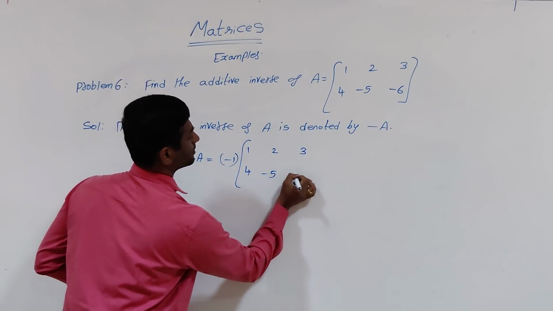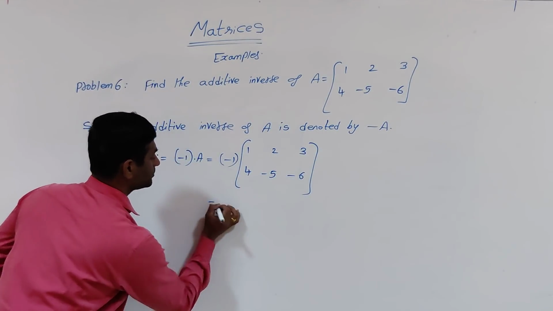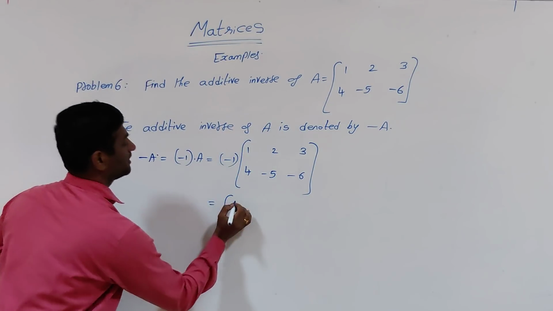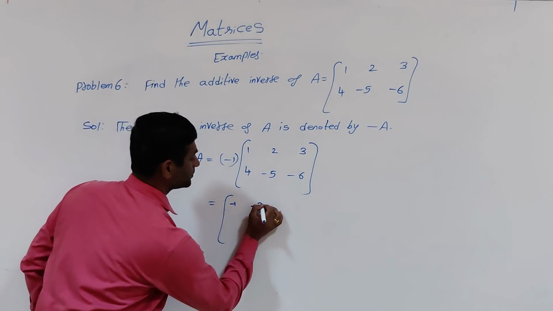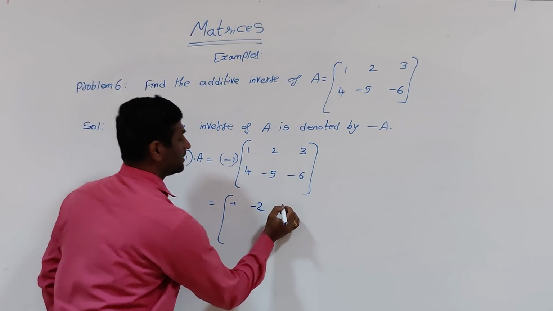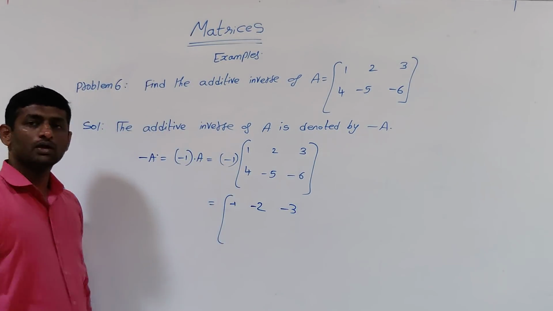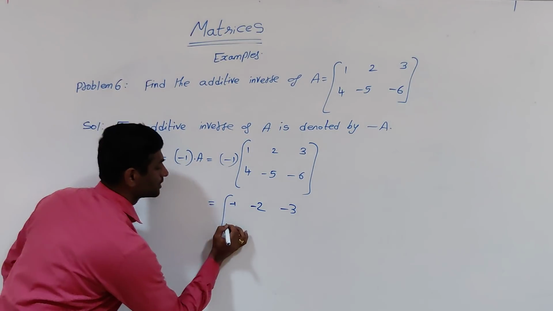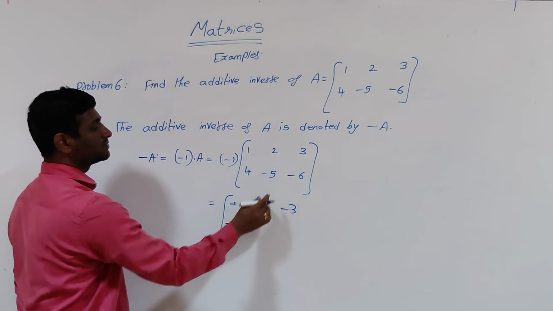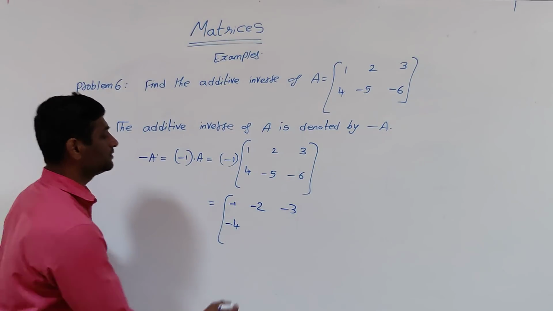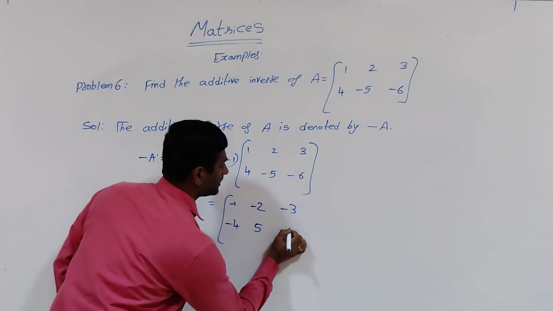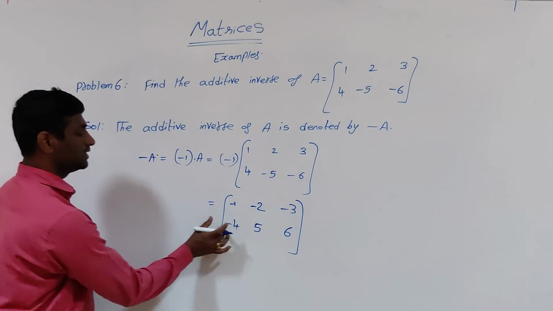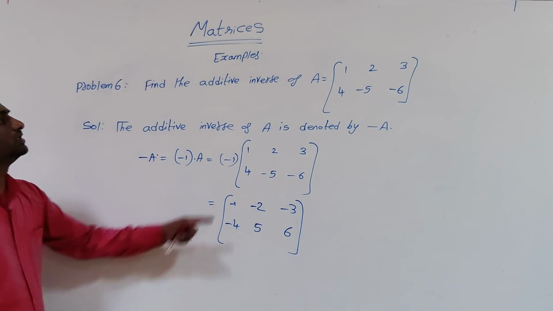minus 5, minus 6, which gives: minus 1 is multiplied with 1, so that gives minus 1. Minus 1 is multiplied with 2, that gives minus 2. Minus 1 is multiplied with 3, that is minus 3. Minus 1 is multiplied with 4, that gives minus 4. Minus 1 is multiplied with minus 5, so it gives 5. Minus 1 is multiplied with minus 6, it gives 6. So this is the additive inverse of this matrix.